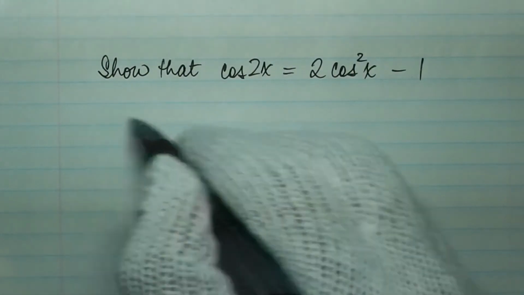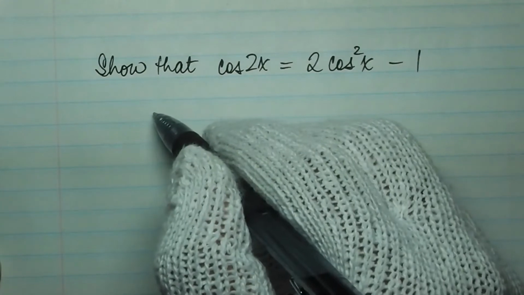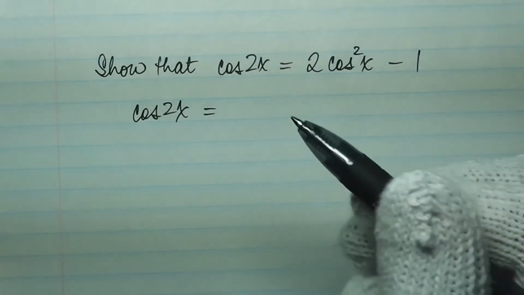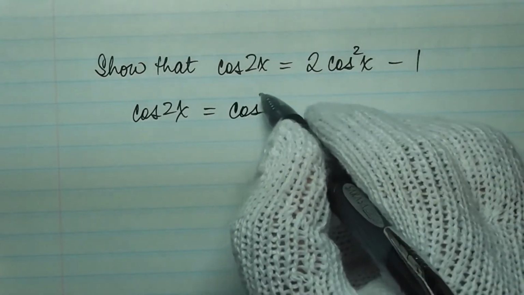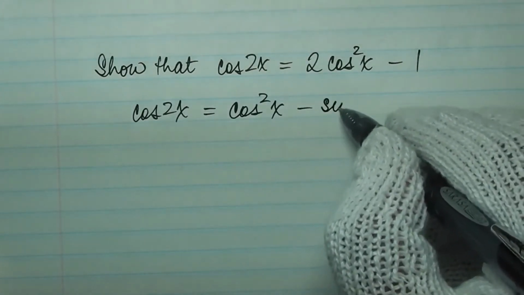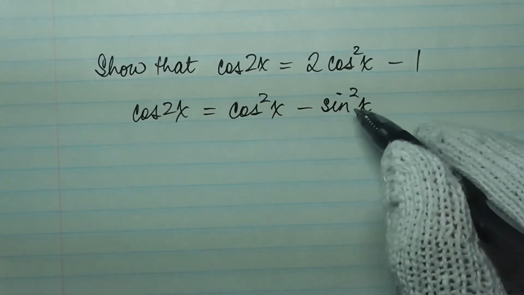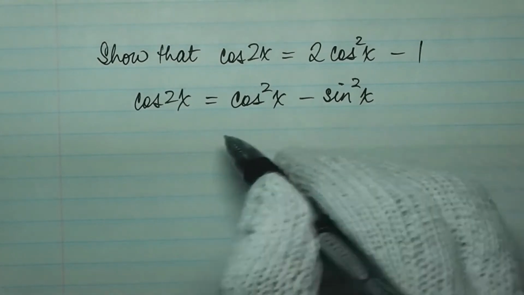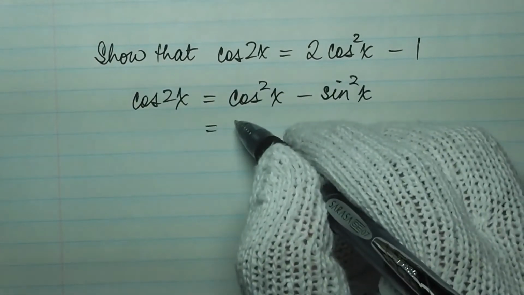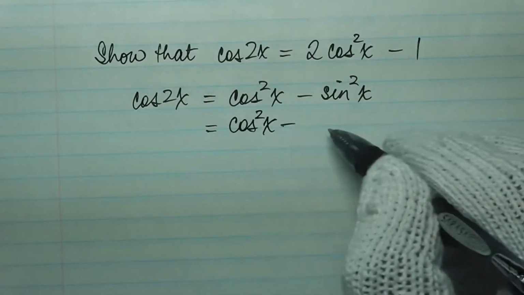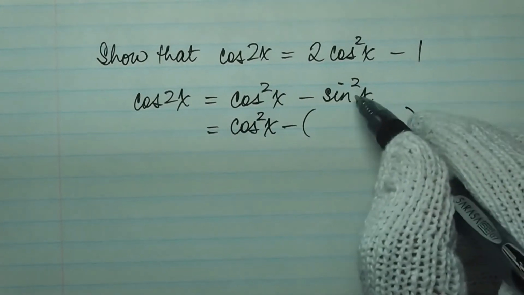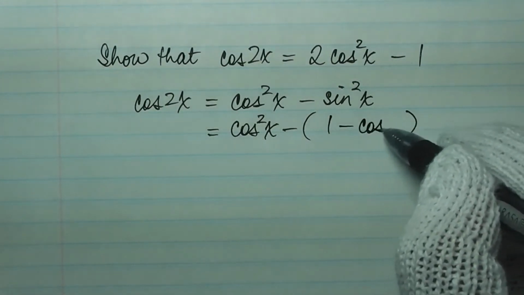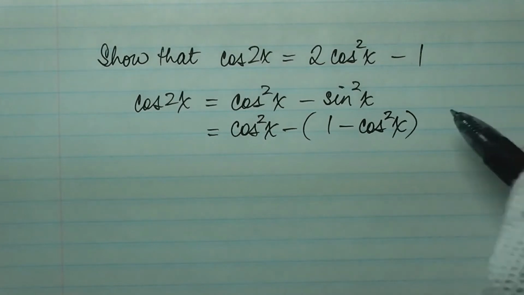Alright, well, we know that cosine 2x is equal to cosine squared x minus sine squared x. This is from our previous identity. Now that we know it, we can't unknow it, so we can use it. So we can say this is the same as cosine squared x minus, and instead of sine squared x, I'm going to replace it with 1 minus cosine squared x. Now I can do that.